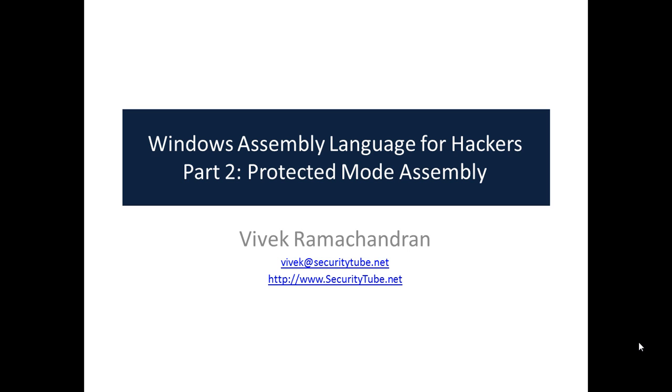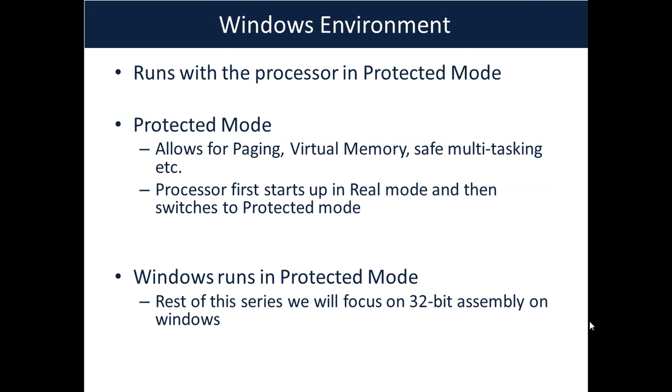In this video, we will look at what protected mode is, very briefly, and protected mode assembly in the context of Windows. Okay, so let's understand a little bit about the Windows environment. Basically, Windows runs with the processor running in a mode called protected mode. Protected mode enables the processor to do a lot of interesting things, and using this capability, the operating system is able to allow for paging, virtual memory, and even safe multitasking, which was not possible in real mode. However, it is important to note that the processor first starts up in real mode and then switches to protected mode.